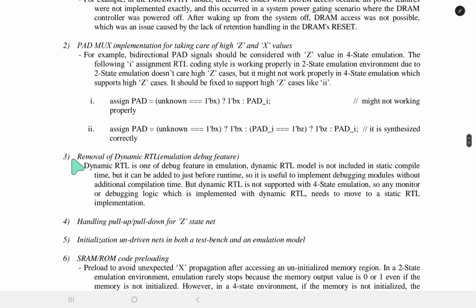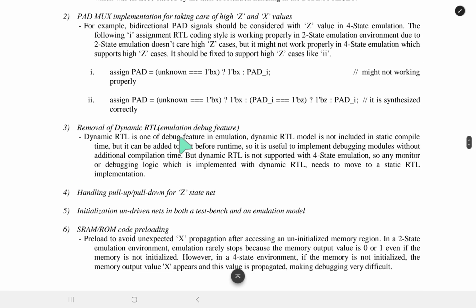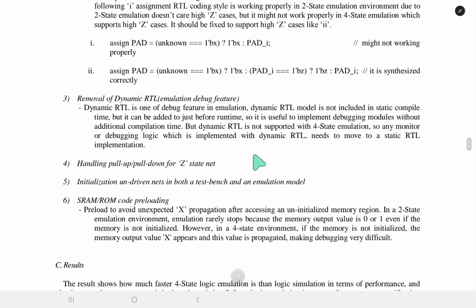The next is number 3, the removal of the dynamic RTL emulation debug feature. Dynamic RTL is one of the debug features in emulation. The dynamic RTL model is not included in the static compile time, but it can be added just before runtime. So it is useful to implement debugging modules without additional compilation time, but dynamic RTL is not supported with four-state emulation. So any monitor or debugging logic which is implemented with dynamic RTL needs to move to a static RTL implementation.